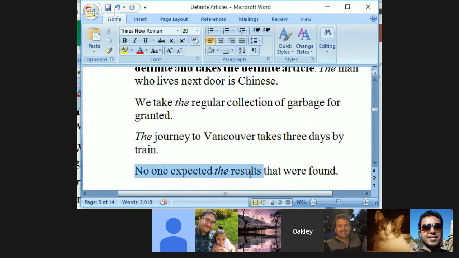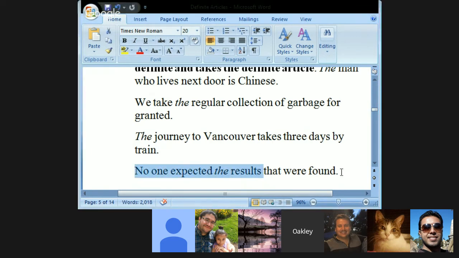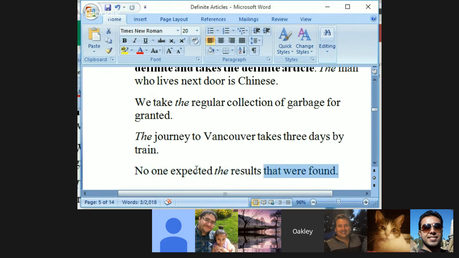No one expects the results that were found. Relative clauses are fairly easy. That were found, that's always going to be enough. But with prepositional phrases, for example, in this journey to Vancouver, I could say a journey to Vancouver takes 3 days by train and still be correct.